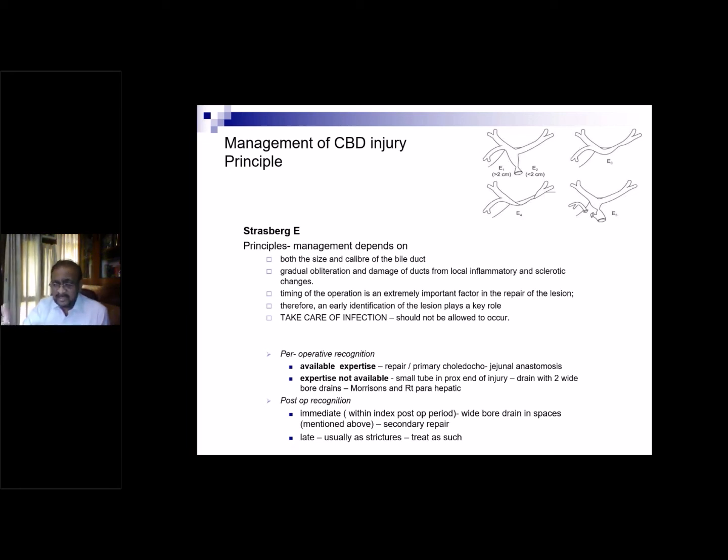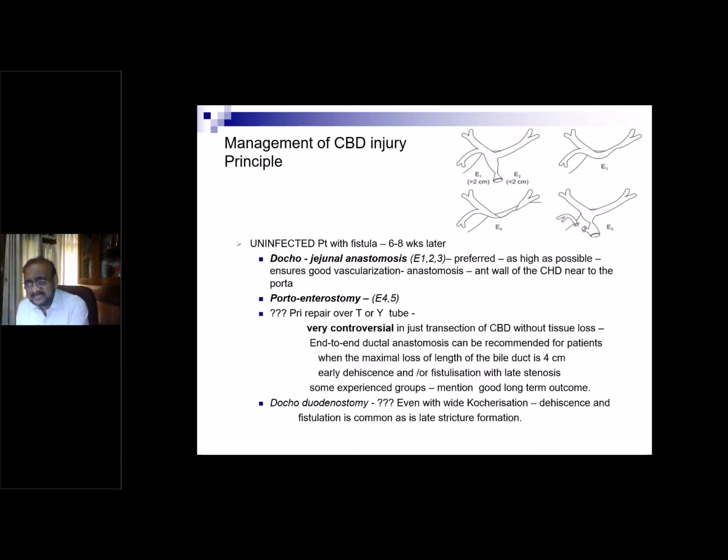If the patient by chance was fortunate enough not to have a leak, but had a stricture, this patient will come to you after 2 months, 3 months, 4 months with a gradually rising serum bilirubin. In that case, you have to treat it just like a Bismuth classification, right? Uninfected patient with fistula, the time period is very, very variable. 6 to 8 weeks, maybe probably late. Even later is probably more late. And then you have to decide when to operate. Next slide, I'll tell you. So what are the options available?